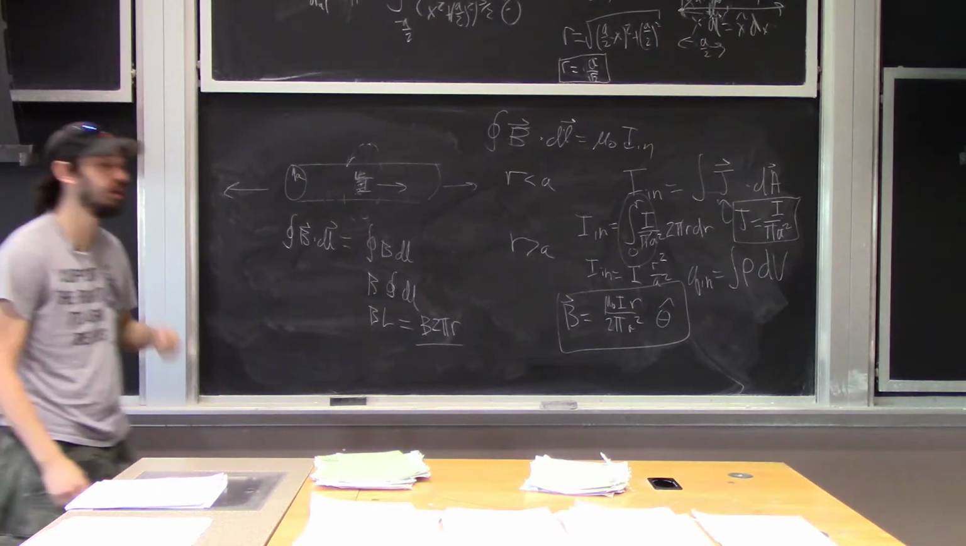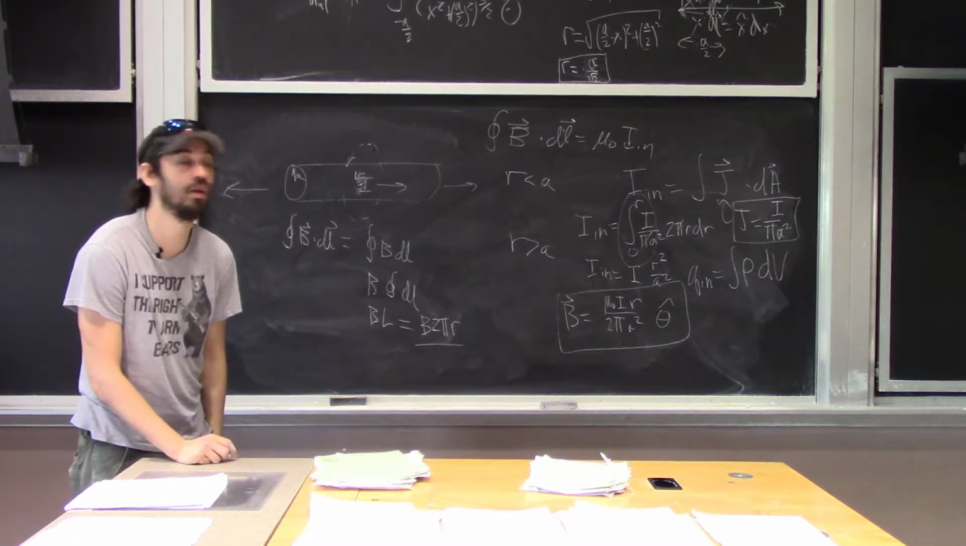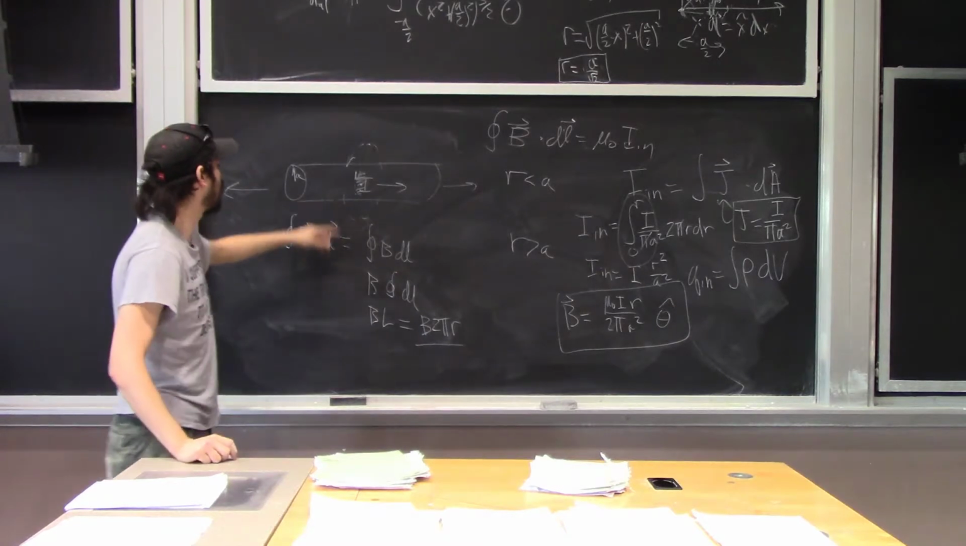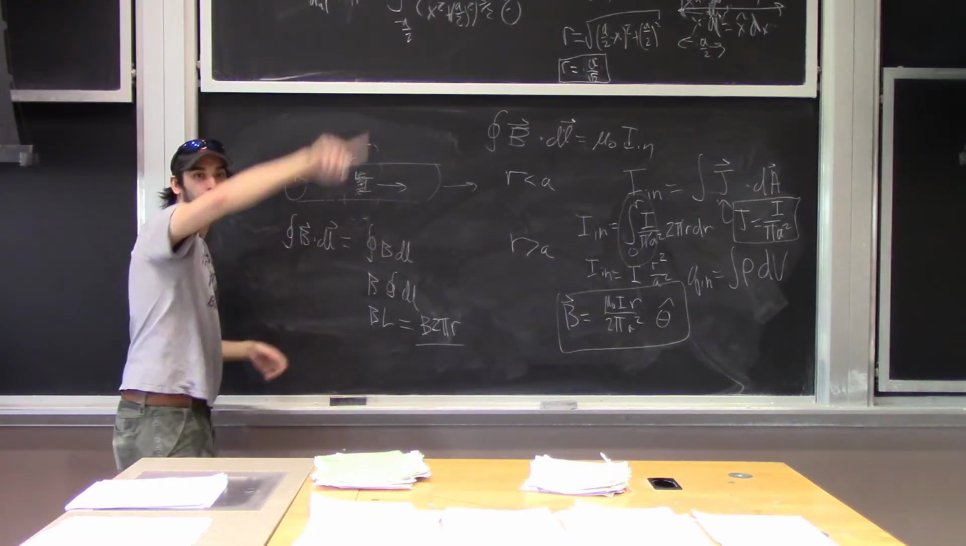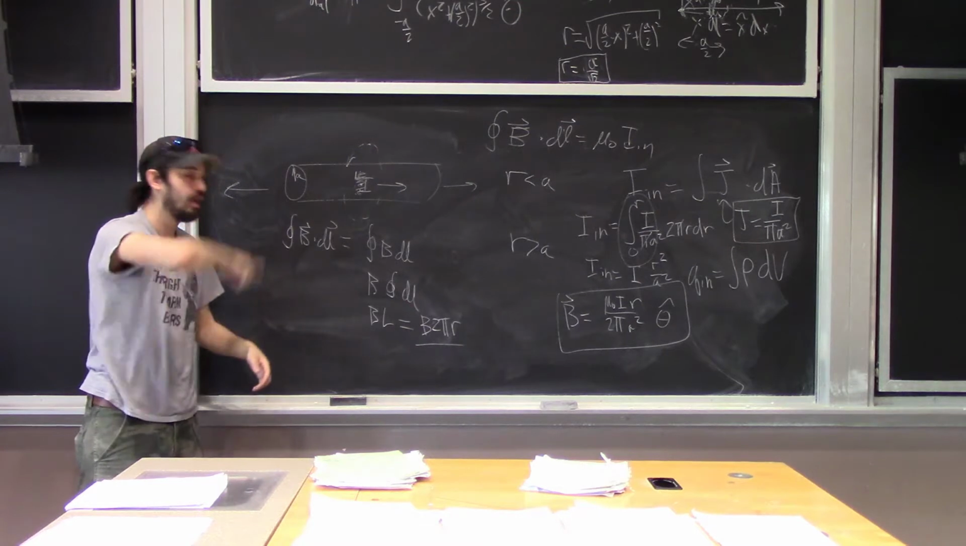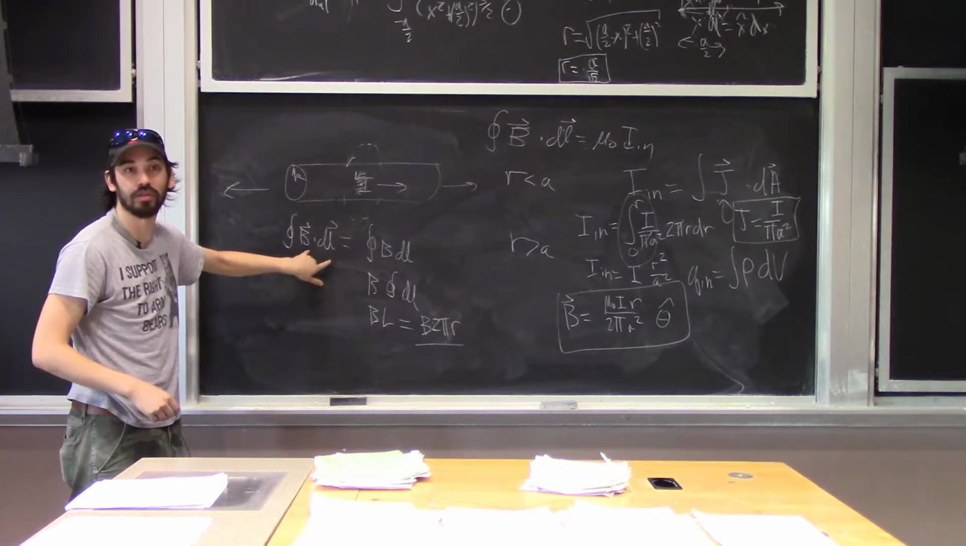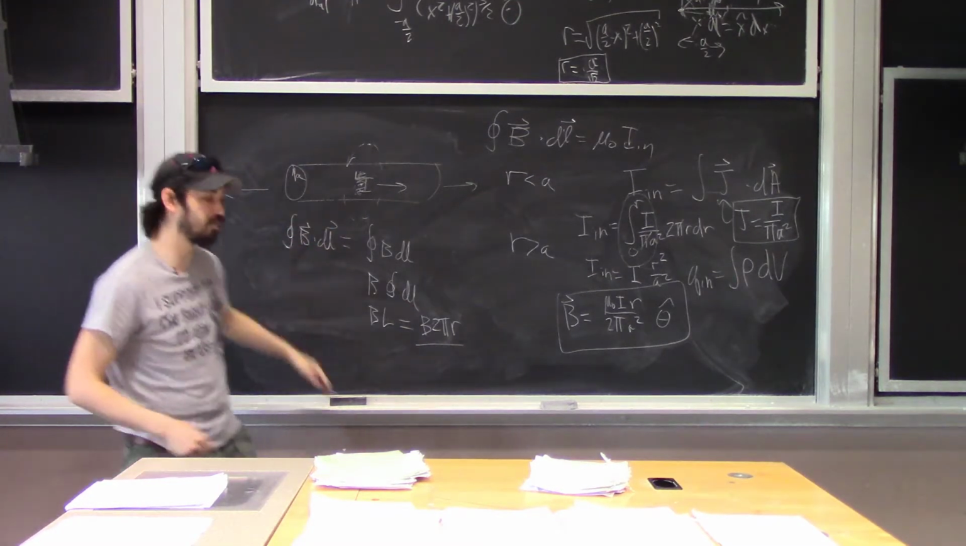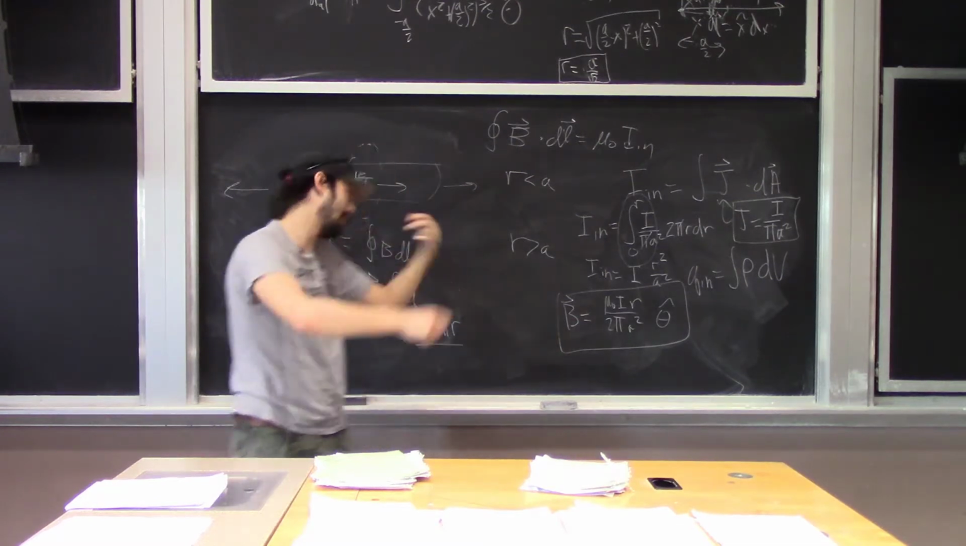Where's the theta hat? Say again? Where did the theta hat go? Theta hat comes from the fact that I chose there to be some direction for this to go around, and that direction actually went away when I took the dot product. So I just brought it back in the end. Kind of the same way with Gauss's law.